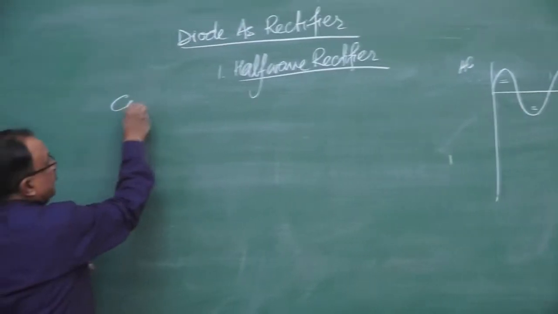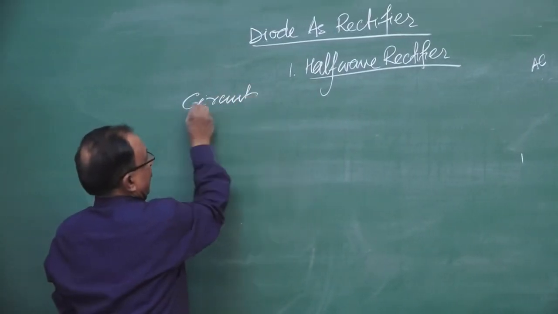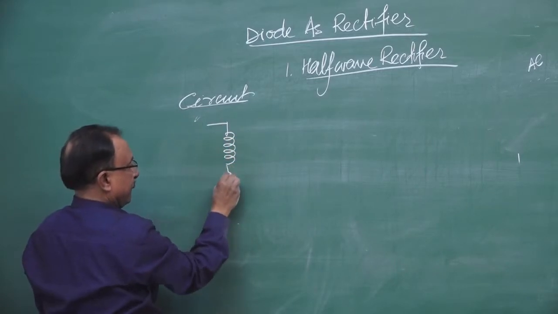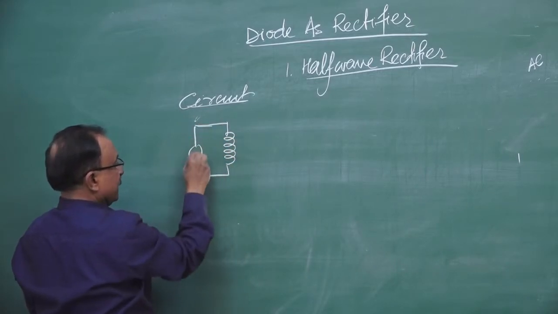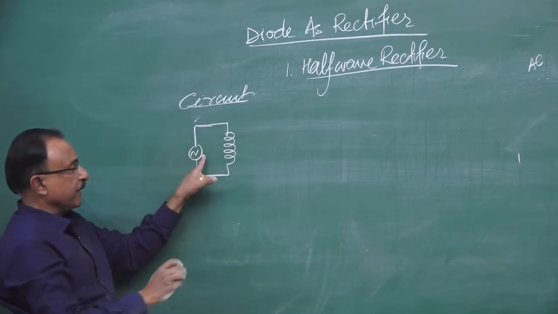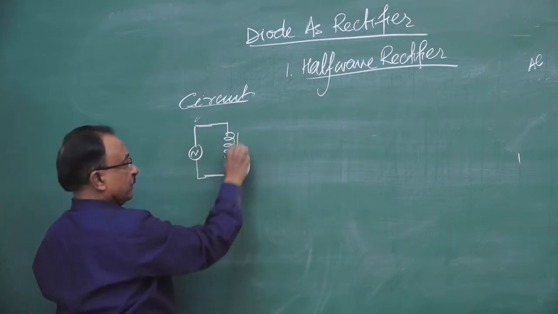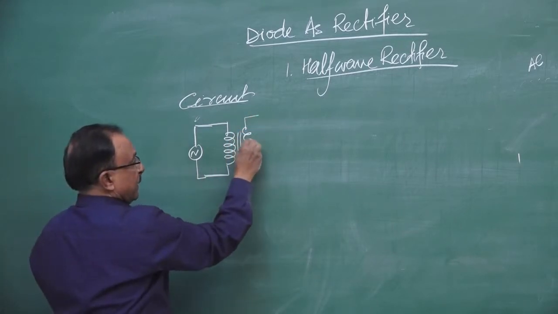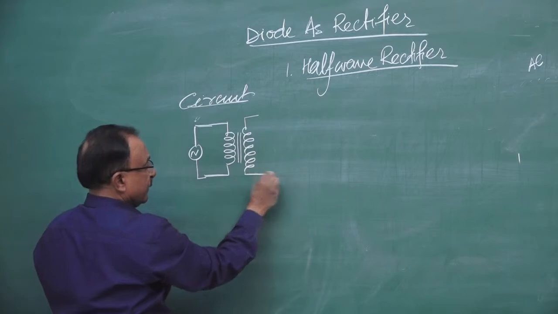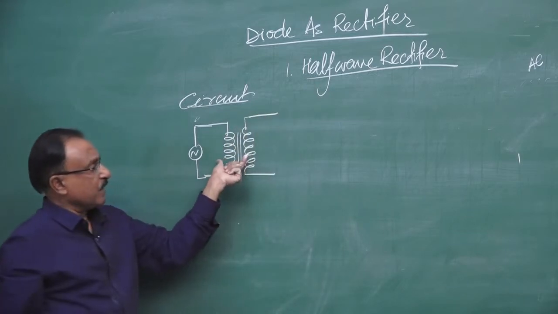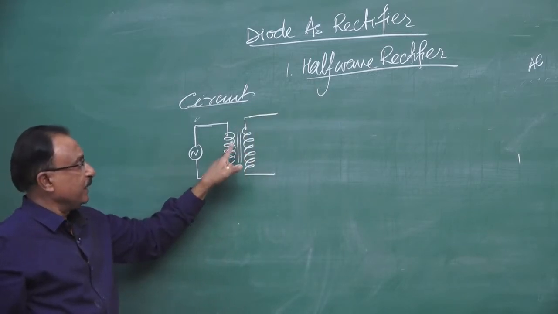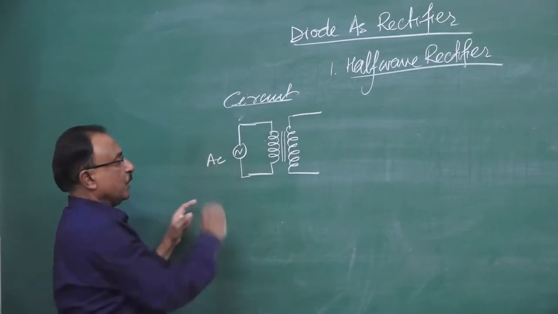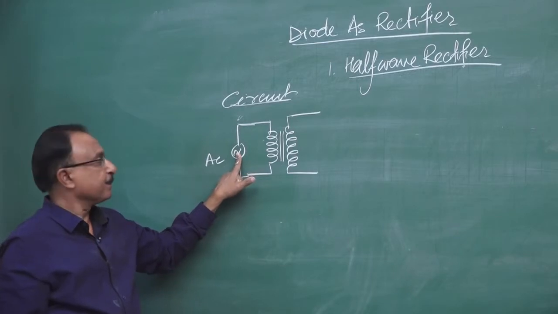In the circuit of the half wave rectifier, the first thing is there is a transformer. An AC source is connected to the transformer. This is the primary coil of the transformer. These lines show the core, and there is another coil, the secondary coil of the transformer. This is the symbol of the transformer: primary, core, secondary coil. The primary is connected to the AC source which is to be rectified.